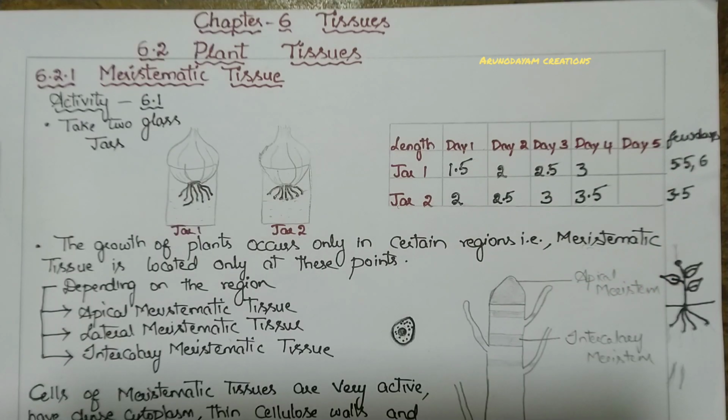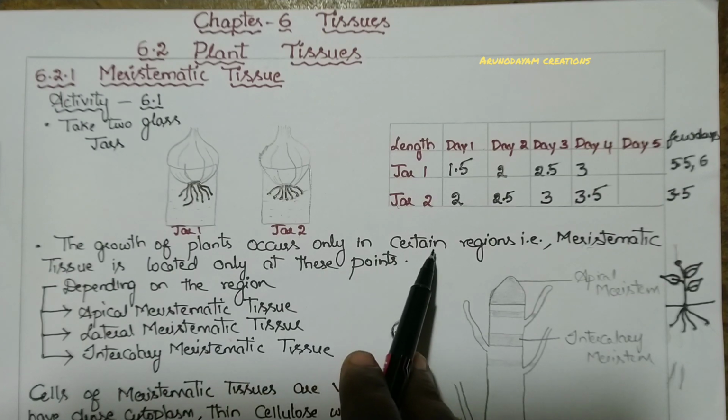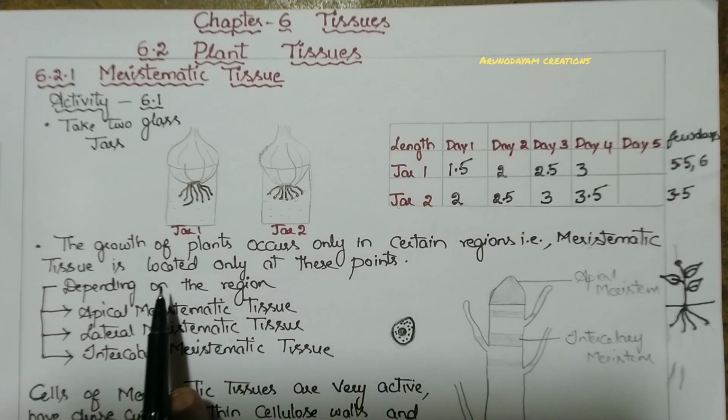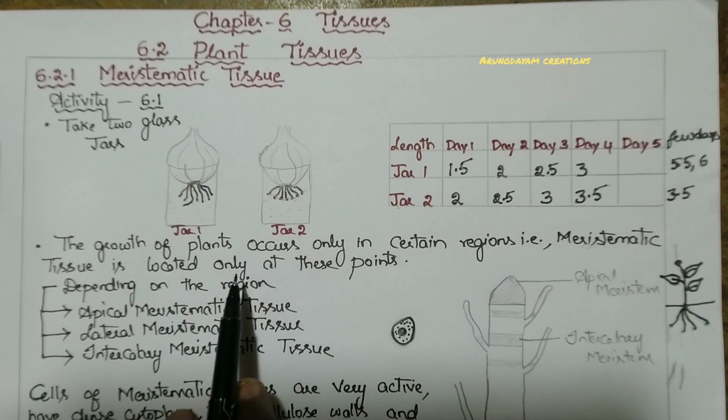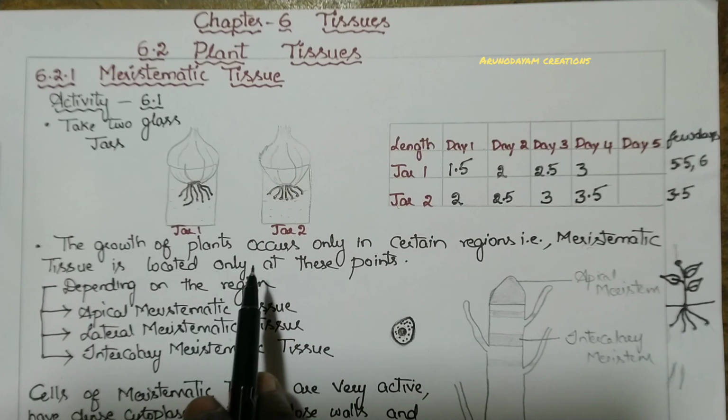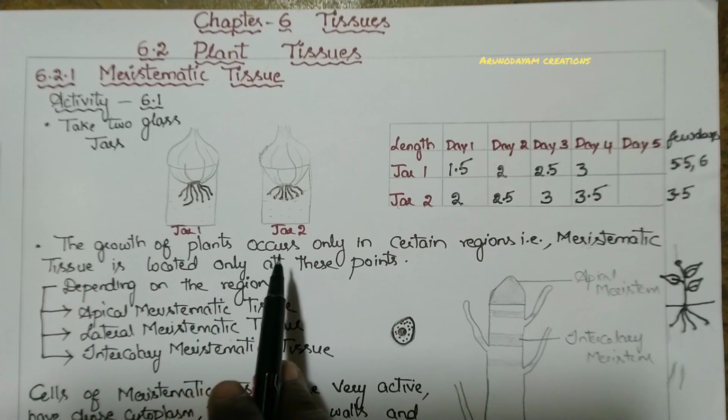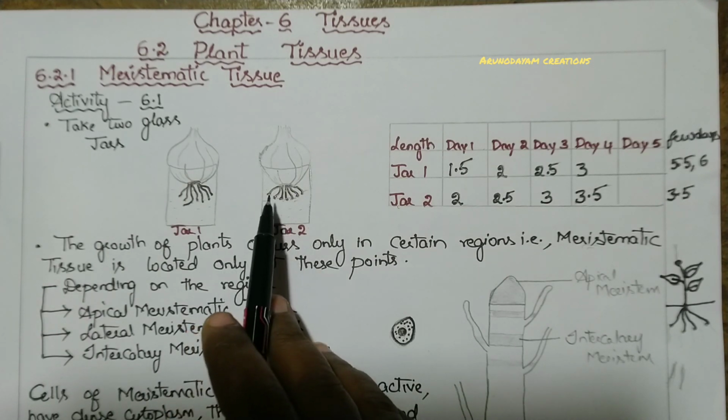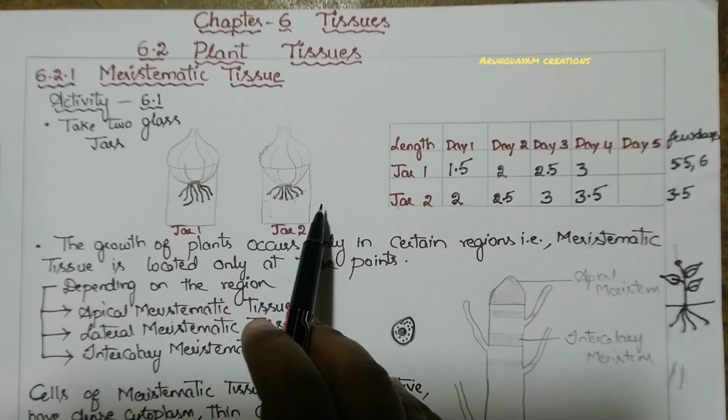Why? What might be the reason? The reason is that in our previous video we have learned that the growth of plants occurs only in certain regions. In plants only certain regions have growth points. Why? Because they have meristematic tissue. The cells present in the meristematic tissue repeatedly divide and help in the growth of that particular part.